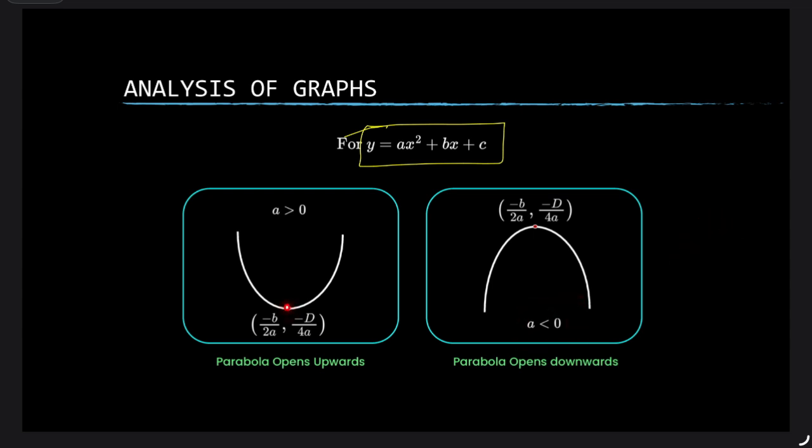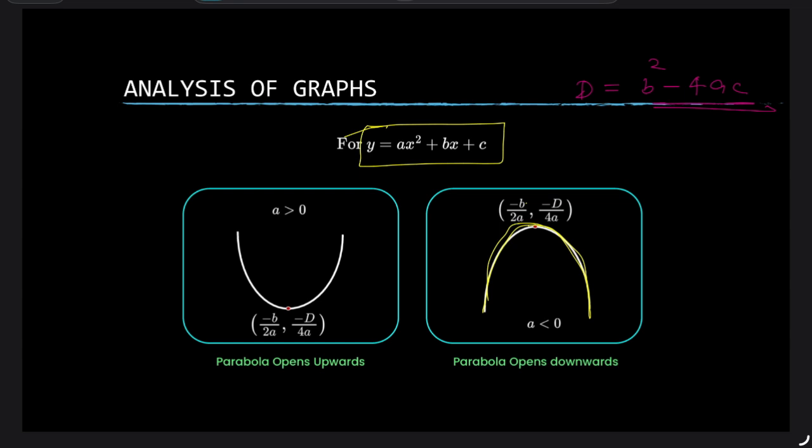This point we call the vertex of the graph, that is minus b by 2a comma minus d by 4a. Likewise for this parabola also the vertex will be minus b by 2a and minus d by 4a. Here d is nothing but b square minus 4ac, that is the discriminant, and a and b are respectively the leading coefficient and the coefficient of x.